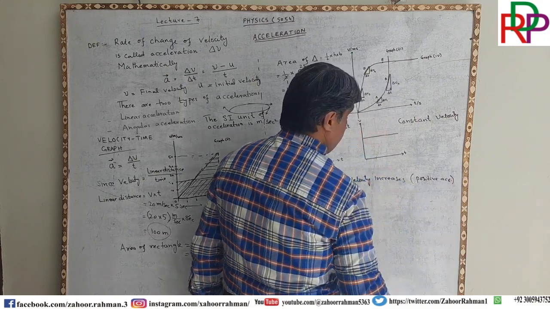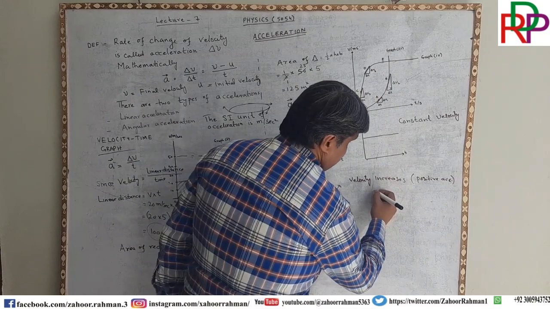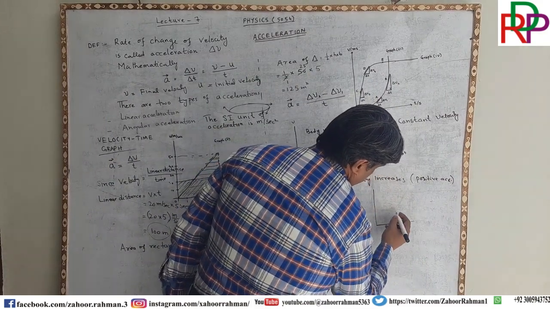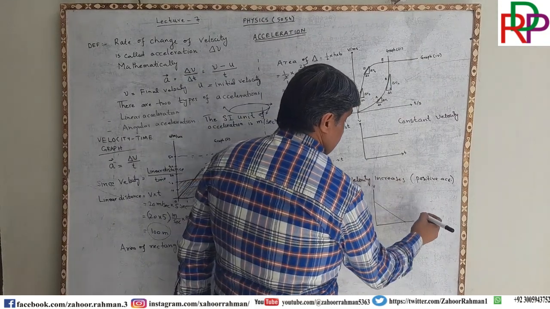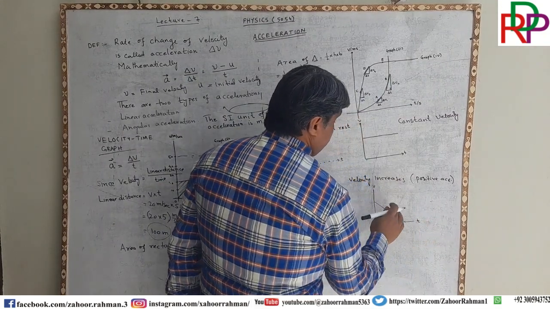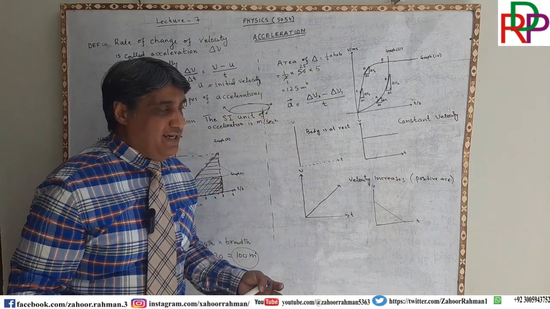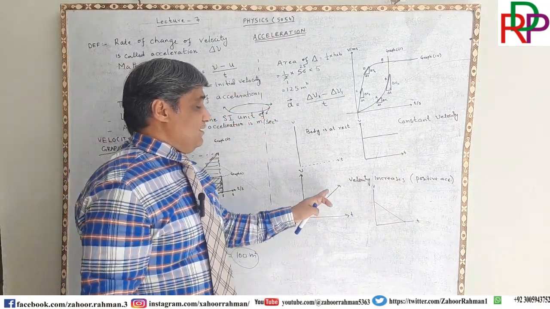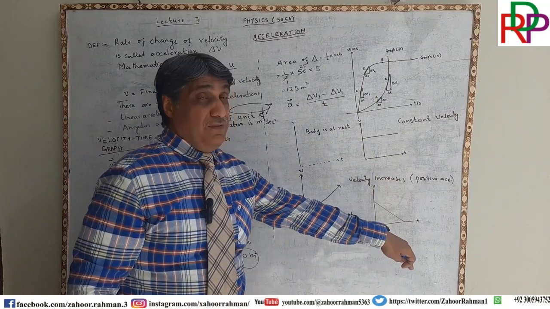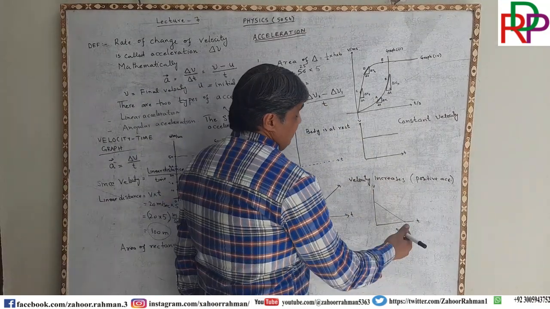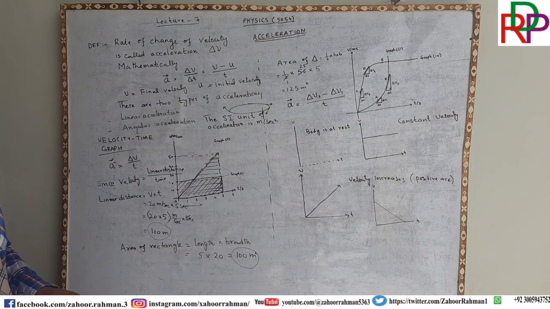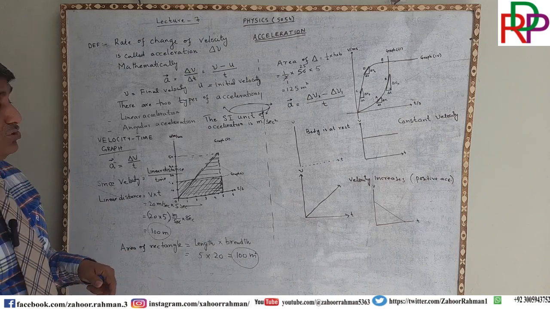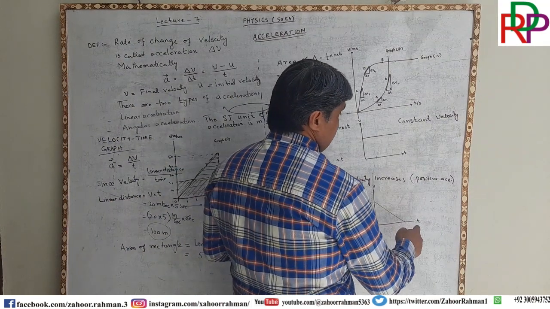Positive acceleration is there. If they give you another type of graph, with velocity and time, where the gradient is negative, it means that the velocity is decreasing, so it is also having acceleration in the negative sense. So this is called negative acceleration.